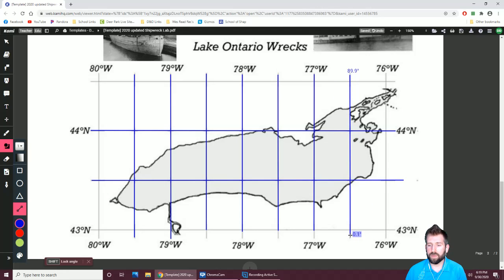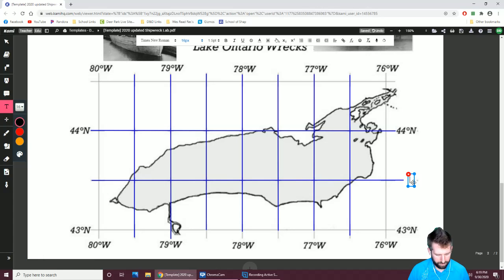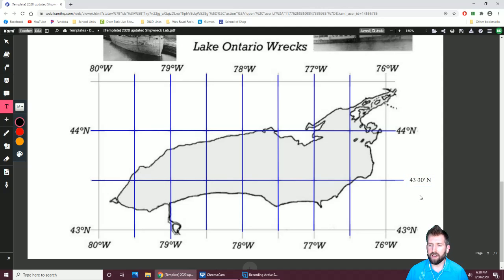And also we have to think about the values. So we can see here that it says 43 north, and up here we see it says 44 north. So that means over here we have 43 degrees and 30 minutes north. Right? That's the halfway mark between 43 degrees and 44 degrees on this map.